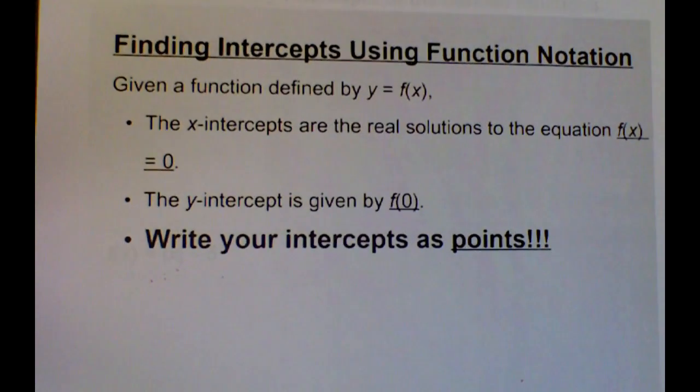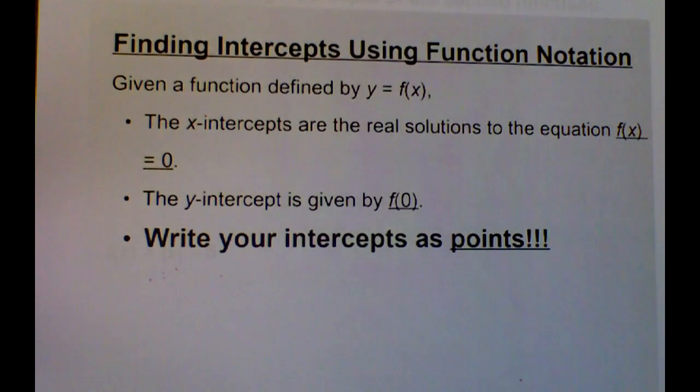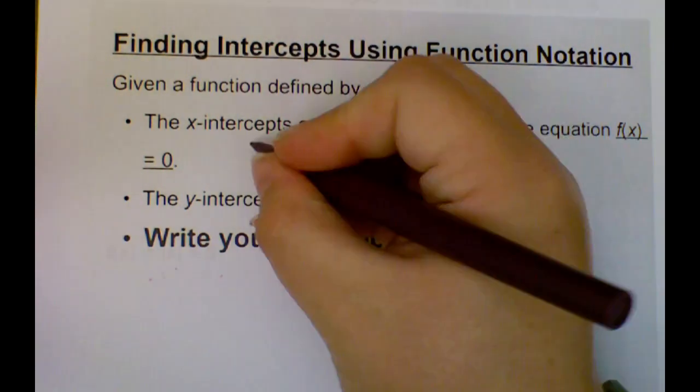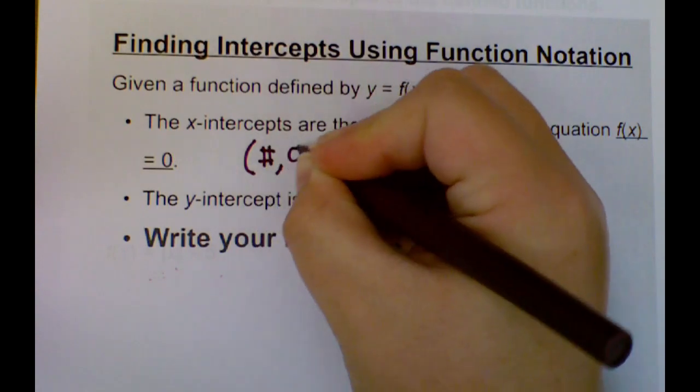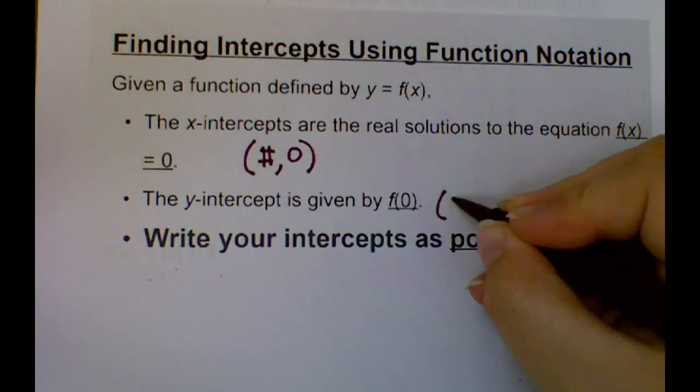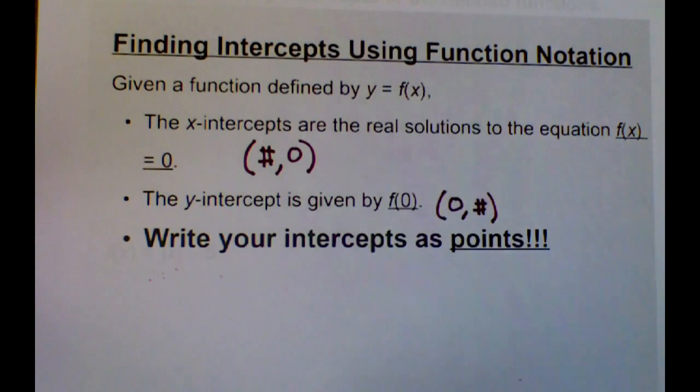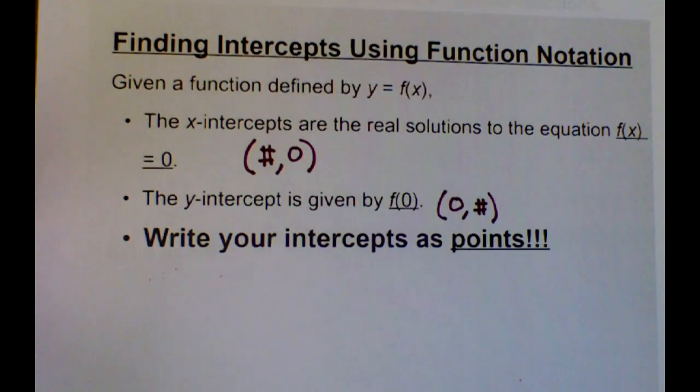All right, using function notation, we're going to talk about finding intercepts. So if I'm given a function defined by y equals f of x, the x-intercepts are the real solutions to f of x equals 0. So set the equation equal to 0 and solve for x. The y-intercept is given by f of 0, so plug in 0 for x. Remember to write your intercepts as points. So when you write them as points, the x-intercepts are going to be a number, comma, 0, and the y-intercept will be 0, comma, a number. Make sure you always write them as coordinates, because otherwise they're not intercepts, they're just numbers.